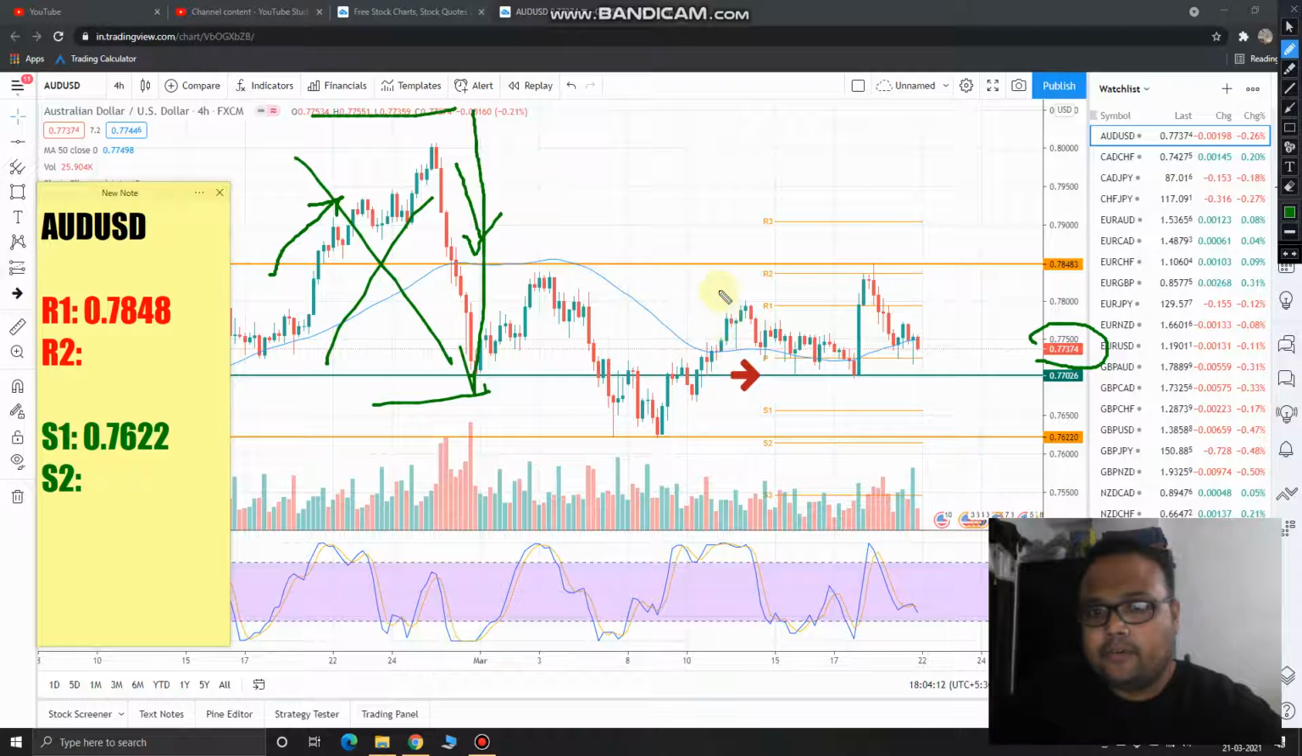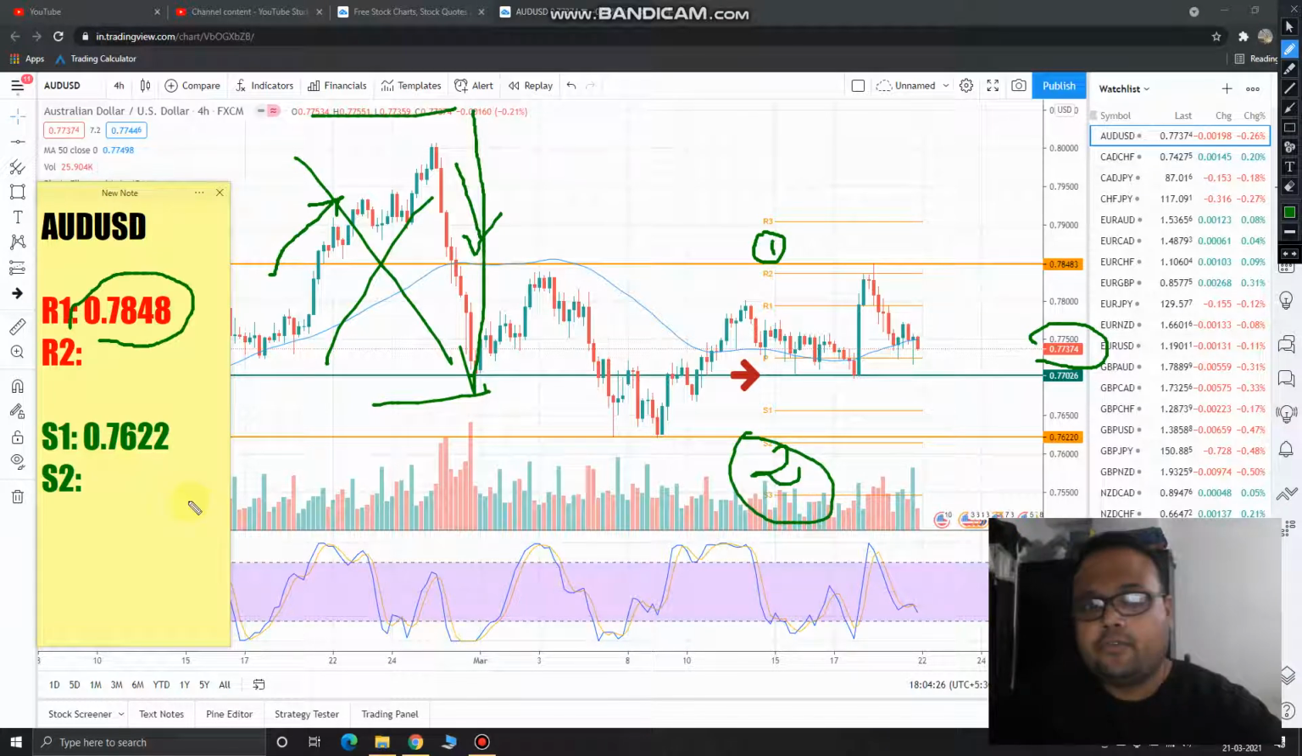Market is trading in a range, and you can see that I have drawn three lines here. So this is the line number one, which is the resistance for the market, and this is the line number two, which is the support for the market, 0.7622 level. I'll be coming back to this line later. This is the line number one resistance, and this is the support of the market.